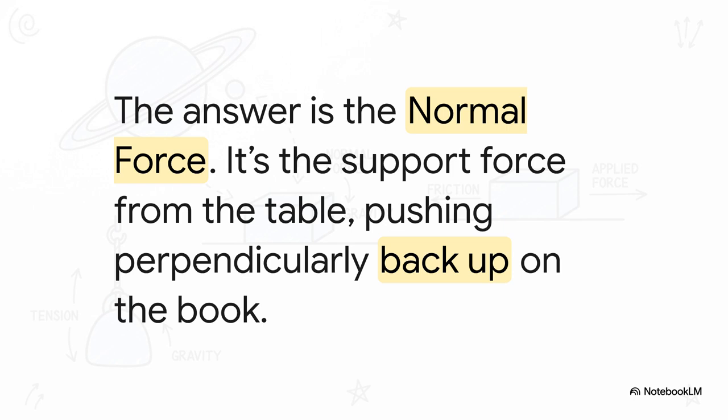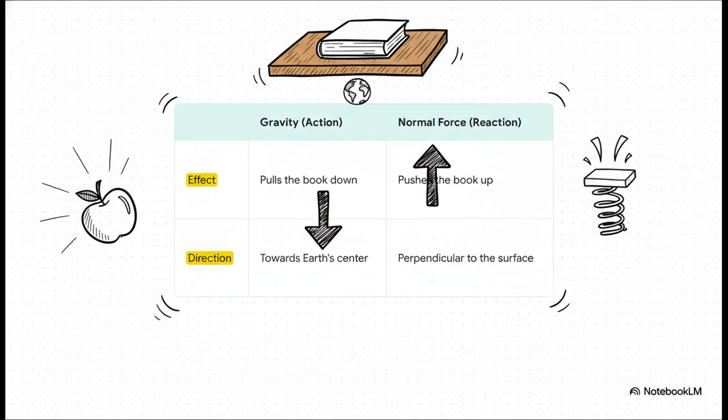Now, in physics, normal is just a fancy way of saying perpendicular. So the normal force is just the support force from the table pushing straight up on the book. It's the table basically saying, nope, you are not coming through me. And this is a perfect example of Newton's third law. You've heard it, right? For every action, there's an equal and opposite reaction.